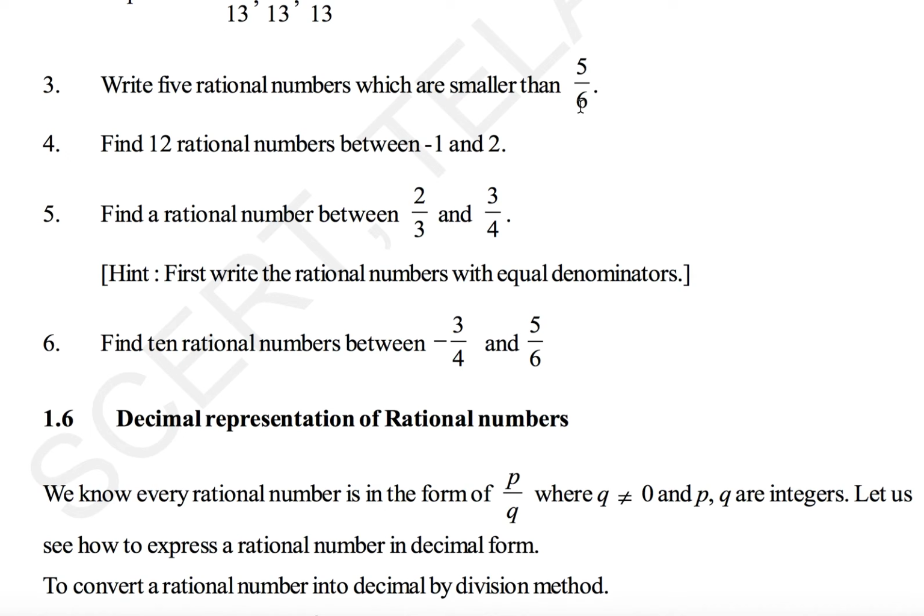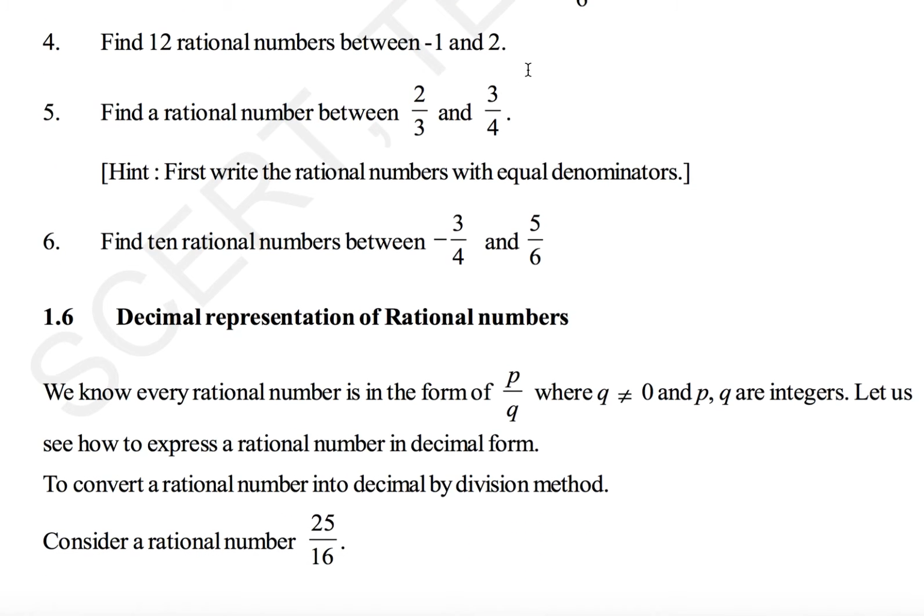Find 12 rational numbers between minus 1 and 2. Minus 1 and 2, what is the gap? 2 minus of minus 1 is 3. In this gap of 3, you need to have 12 rational numbers. If you divide by 4, you will get only 11. So divide it by 5.